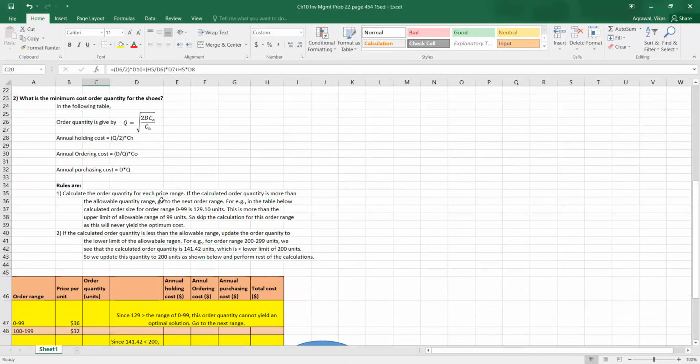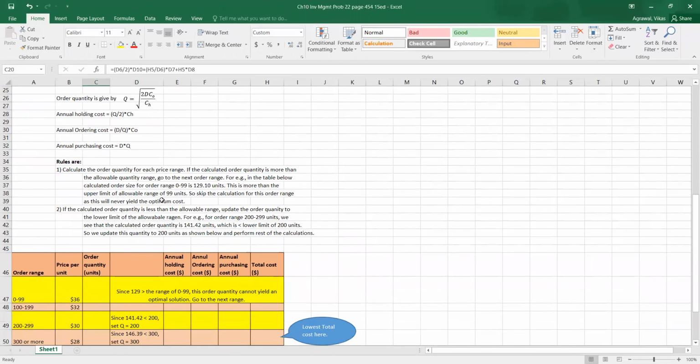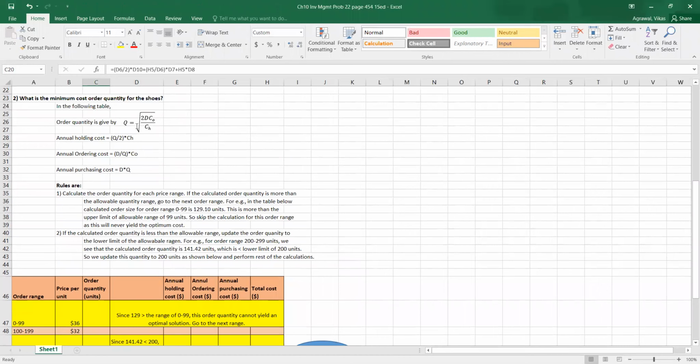So what we're gonna do here is populate a table. Now this formula, you're all aware of it. Order quantity is given by this formula, Q equals square root of 2 times annual demand times ordering cost divided by holding cost or carrying cost. So that's the same thing. Annual holding cost is given by your order quantity Q divided by 2 times your holding cost. Annual ordering cost is given by annual demand divided by your order quantity times ordering cost.